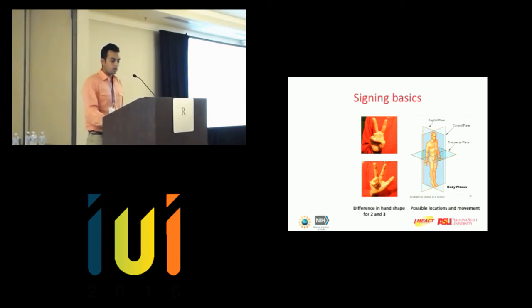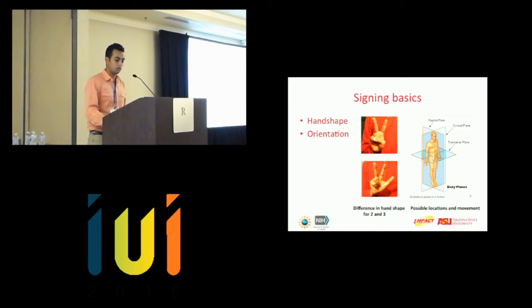So the basics of sign language is that it is composed of hand shape, which is the shape of the hand that it assumes. If you look at the pictures, the two signs are for the number 2 and number 3, so it only varies in the number of fingers that are up. And the orientation can be different.